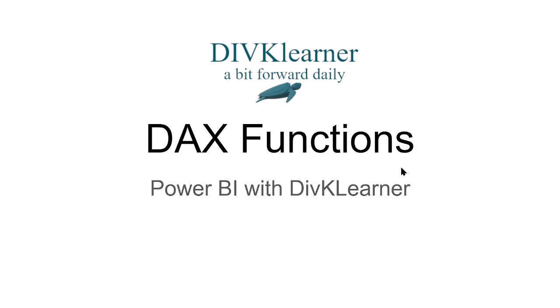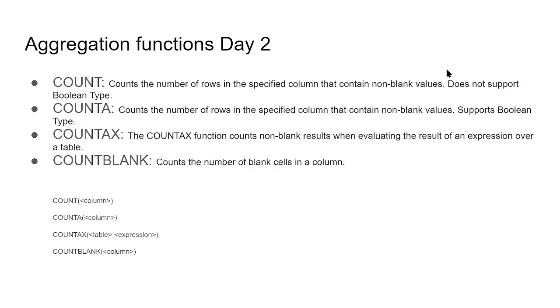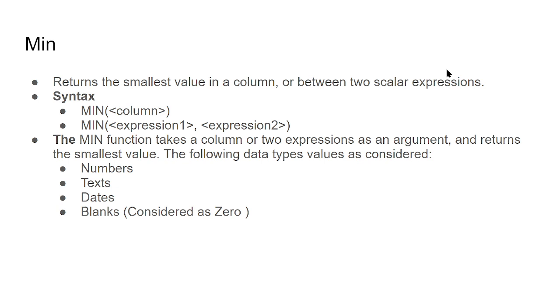So, as I was mentioning, we'll be talking about the MIN function. The MIN function returns the smallest value in a column. It can work on both numerical as well as date values, or between two scalar expressions. The syntax is MIN, you give the column name, or you write MIN, expression one, expression two. The MIN function takes a column or two expressions as an argument and returns the smallest value. The following data types are considered: numbers, text, dates, blank.